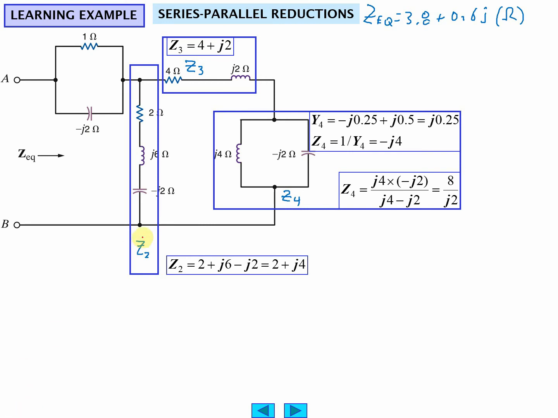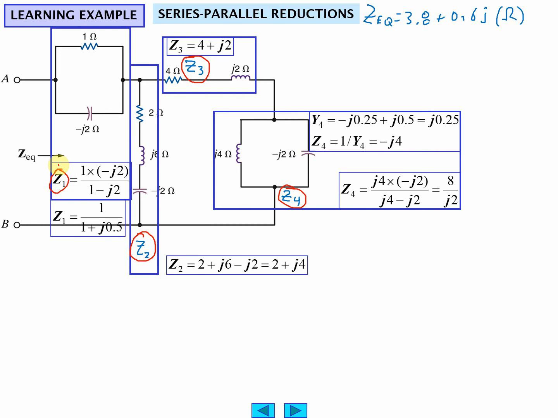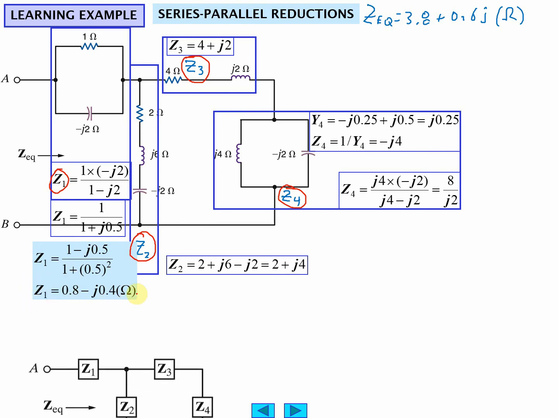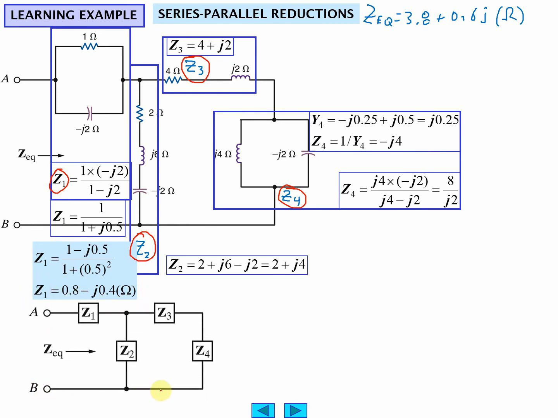Pick a red pen. There we go. Z2. Z3. Z4. And they call this Z1. I think I even called it Z1. I'll just circle Z1. Okay. Now, they figure out all this stuff. They get it all normalized into complex numbers. And then they have this network here.